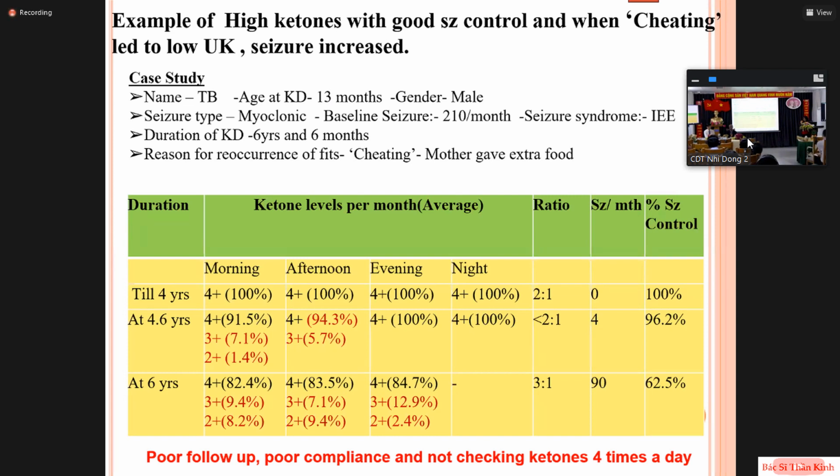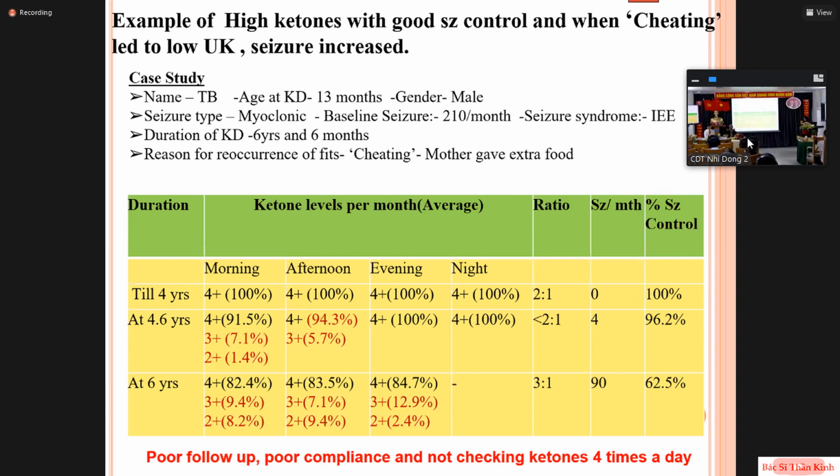You can see that till 4 years on the ketogenic diet, the patient was maintaining optimal 4+ urine ketones. He was on a 2:1 keto ratio, and the seizures had gone down to 0. So there was 100% seizure control. After 6 months, the mother started giving extra food, carb-rich meals.